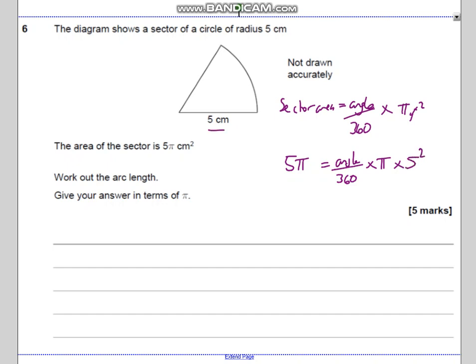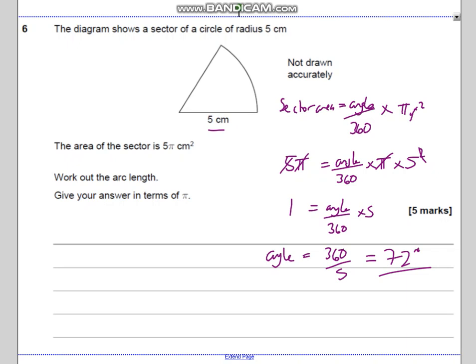Okay, well, so that's going to make life a little bit easier. I suppose we can cancel out the pi's and we can lose one of the 5's as well, and so that just simplifies to 1 is equal to our angle over 360 times 5, and so that is going to end up with our angle. It's going to be equal to 360 divided by 5, which is equal to 72 degrees.